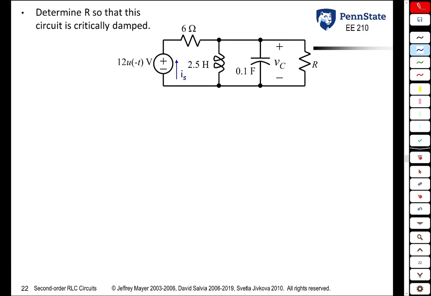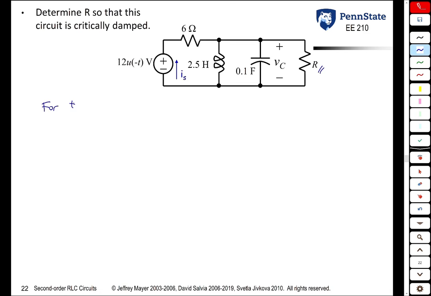Let's do a third example. So it's a slightly different circuit, and in this one we're asked to determine R so that the circuit is critically damped. So now we have an unknown component, and we're not asked to solve for any voltage or current in the circuit. We're asked to simply find the value of R to make it critically damped. So we don't have to worry about initial conditions here. All we need to worry about is a characteristic polynomial.